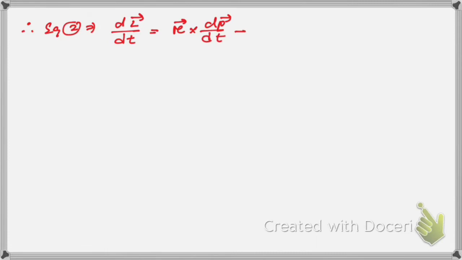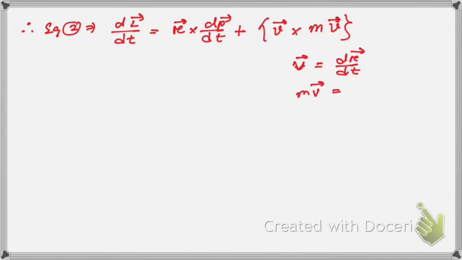So equation number 2 can be written as dL by dt is equal to r vector cross dp by dt plus v, that is velocity, cross m into v. What does v represent here? It is dr by dt, and m into v is the linear momentum p.